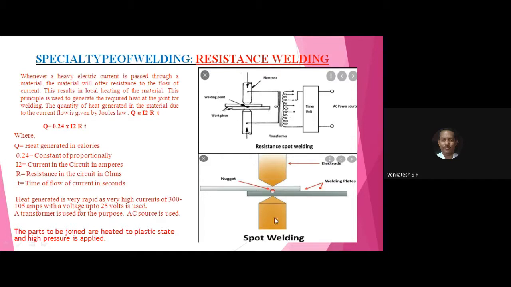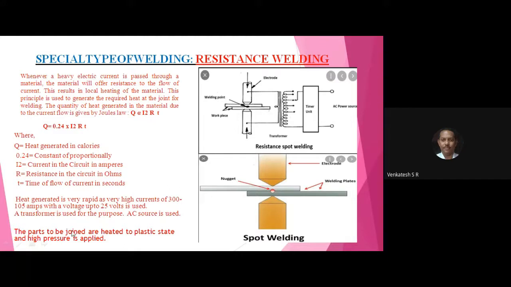Observe here the spot between two sheets of mild steel or low carbon steel, joined by spot welding. The name itself indicates a spot, a particular spot. You can make the joint there, that's called spot welding.